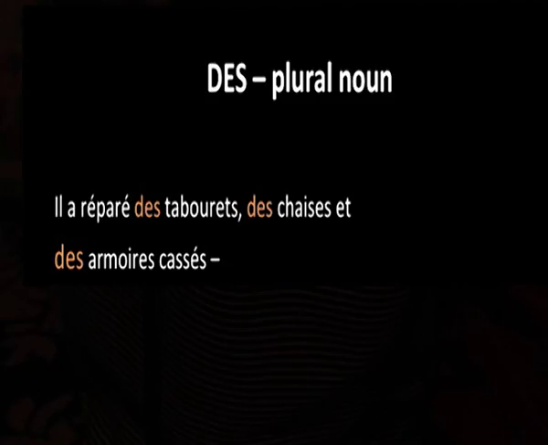Des is used when the noun that follows is an unspecified plural noun. In other words, des is placed before any plural noun regardless of its gender. For example, il a réparé des tabourets, des chaises et des armoires cassées. He has repaired broken stools, chairs and cupboards.